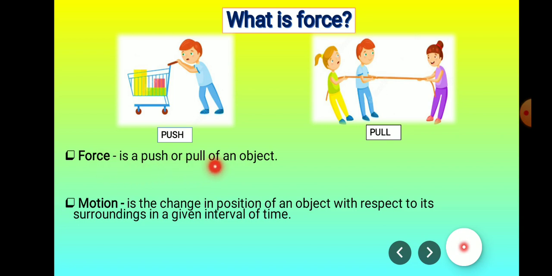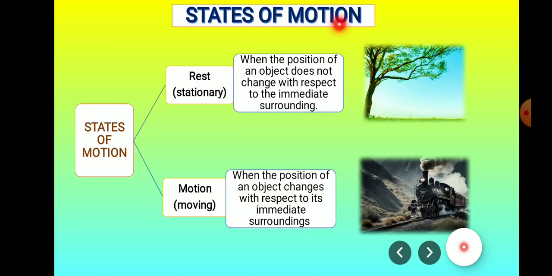Force is a push or pull of an object. When we apply a force on an object, the object comes in motion. So motion is change in position of an object with respect to its surroundings in a given interval of time. States of motion. There are two states of motion, state of rest and state of motion.